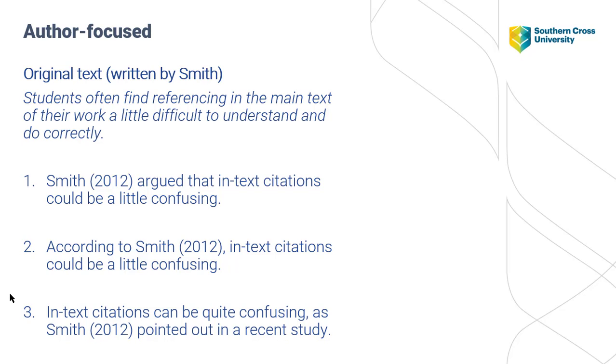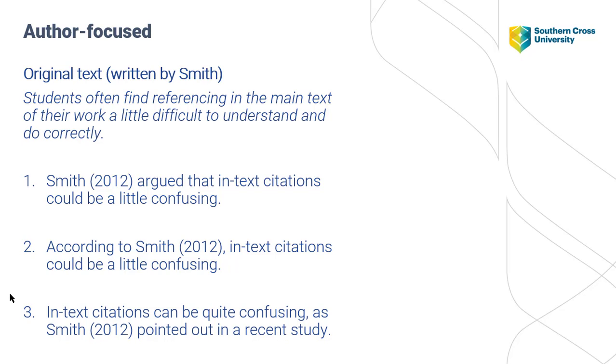In number one, Smith, and then in brackets 2012, argued that in-text citations could be a little confusing. So I have author, year, reporting verb, and then my paraphrase of the original idea. In the second instance, you can see that the author has moved a little further into the middle of the sentence. According to Smith, 2012, and then a comma after that, in-text citations could be a little confusing.